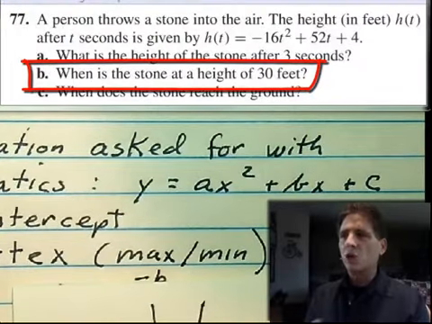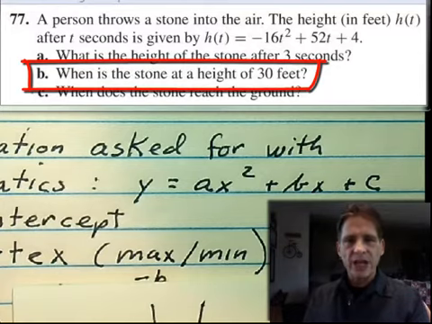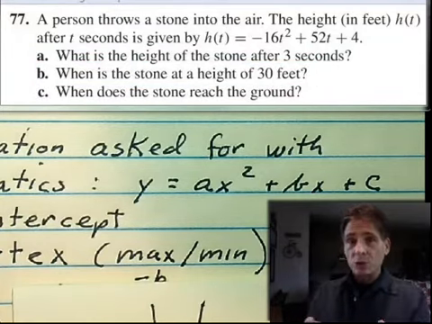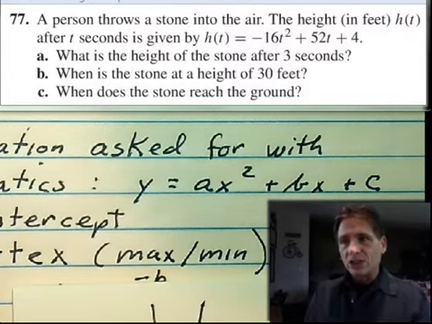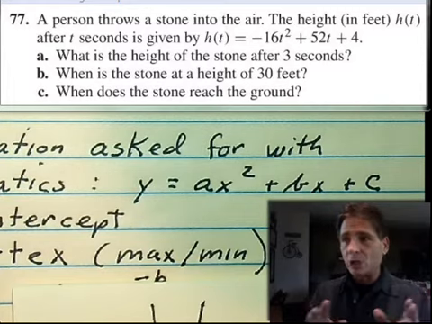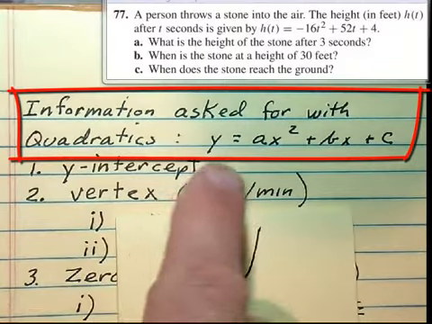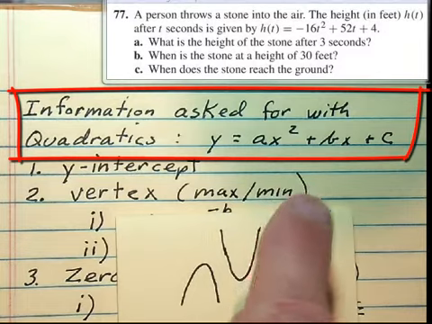Part B is asking when is the stone at a height of 30 feet. Now, the first question was pretty easy. They gave you an input of 3 seconds and said, what's the output? Now, every other question with a quadratic really relates only to about 3 questions. The information that you're asked for in quadratics, there's the quadratic formula.